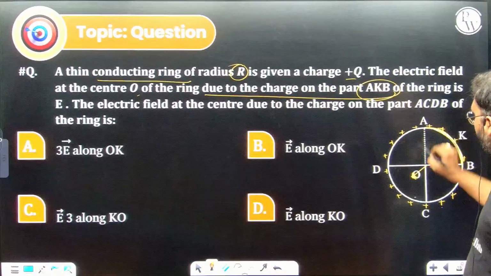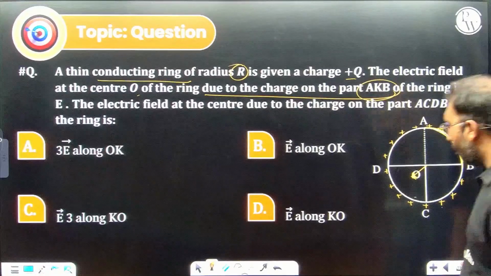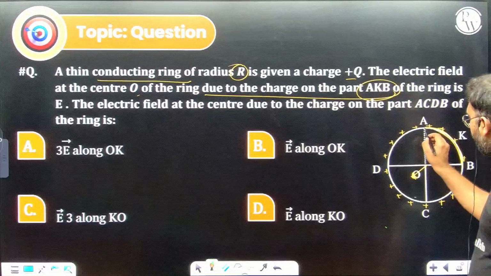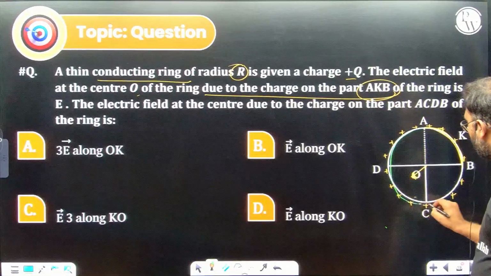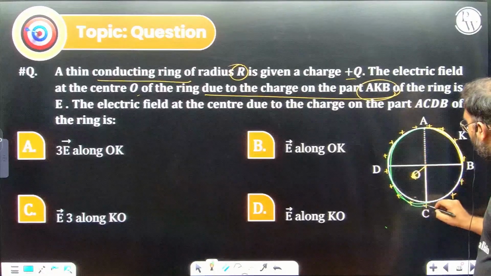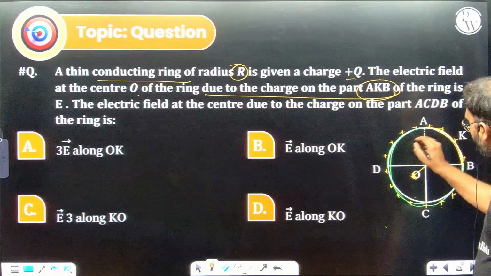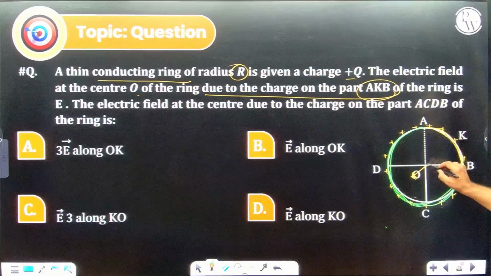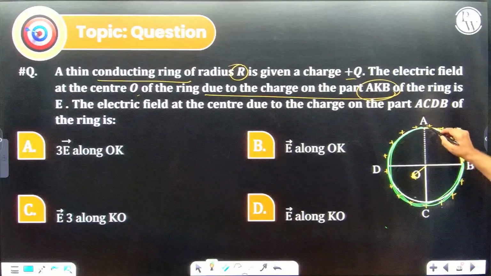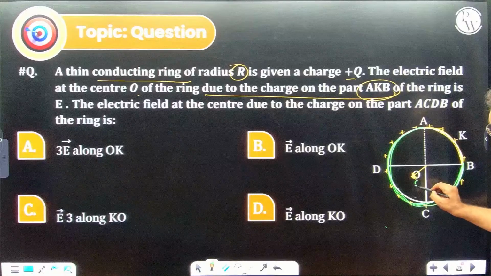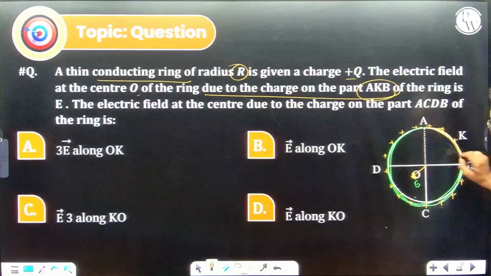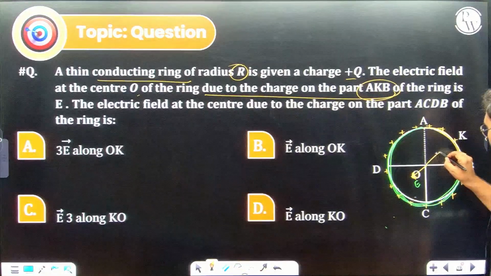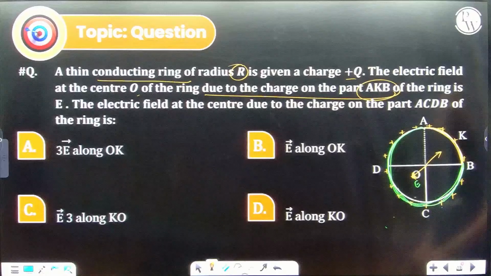And the net electric field at the center should be 0. So now they are asking us to find the electric field due to the remaining portion, this green part. If the net electric field here has to be 0, and because of this yellow portion the electric field is E, then because of this green part also the electric field will have to be E. But the direction should be like this.